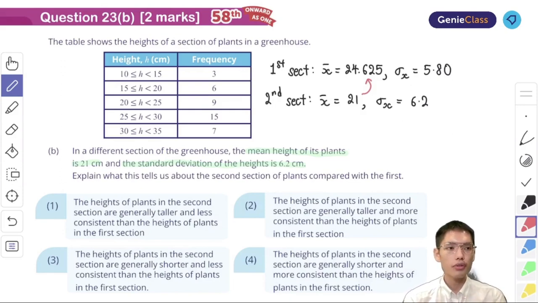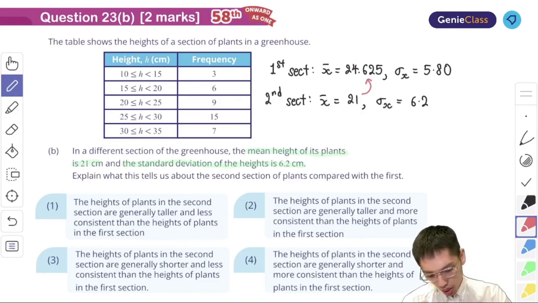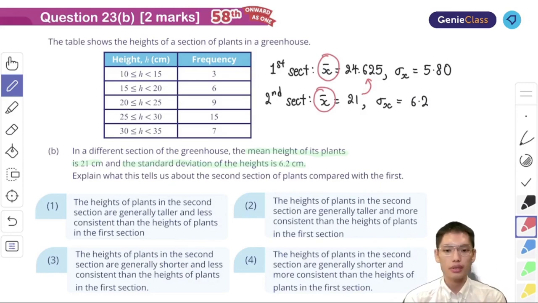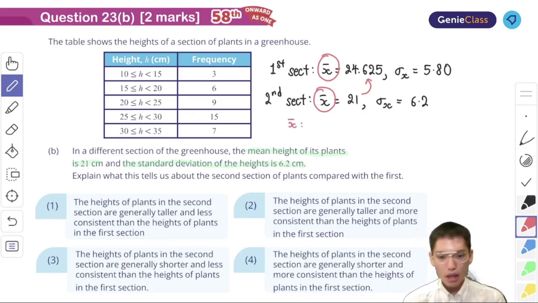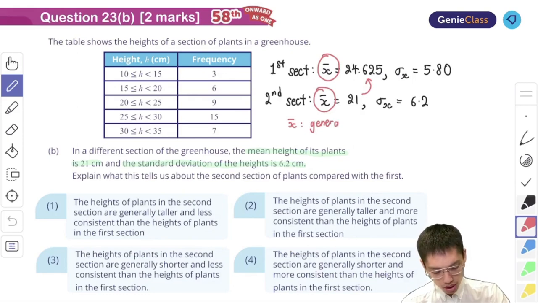Can anybody tell me? All right, I'll give you some time to type. This one should be straightforward, but I'll give you some time to think about it. What am I comparing down here? Very good, Denise. Anybody else want to try? Okay, I think I got a general response. I'm comparing the general height of plants.